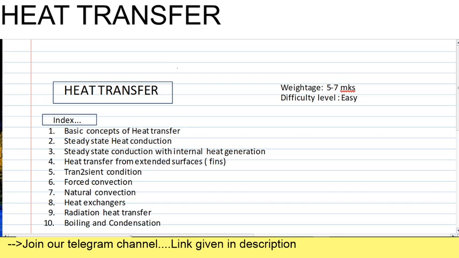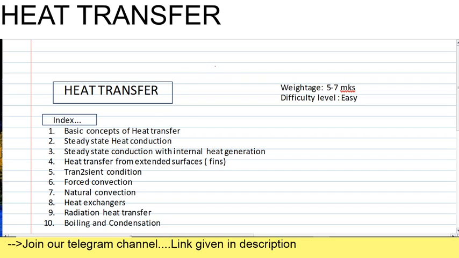Steady state is where there is no variation with respect to time. That condition we call a steady state.